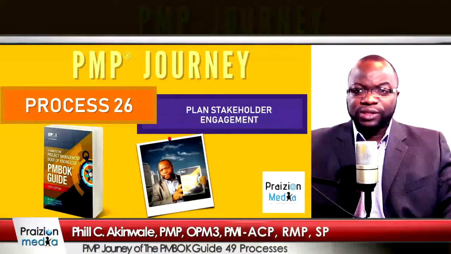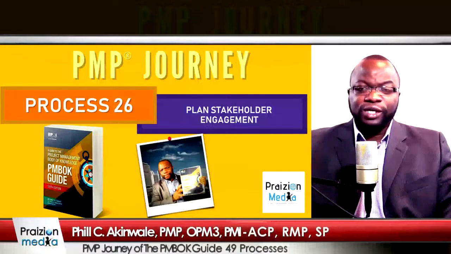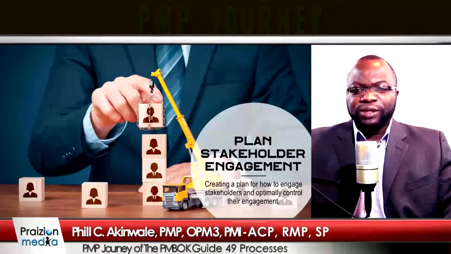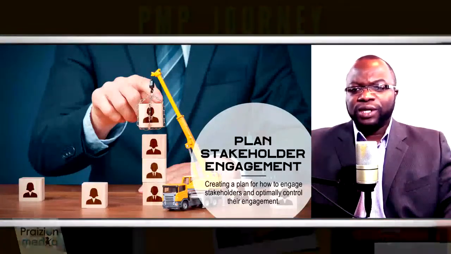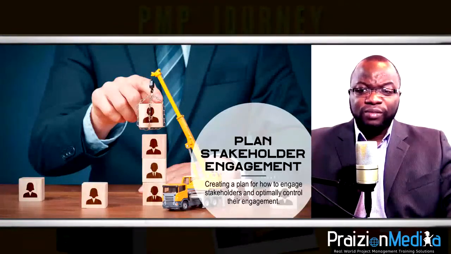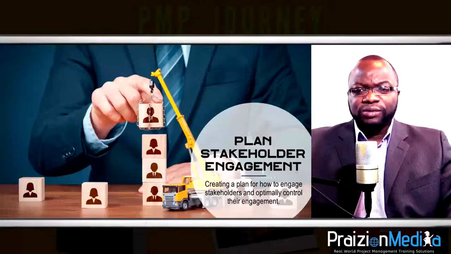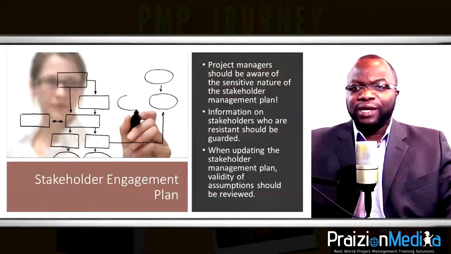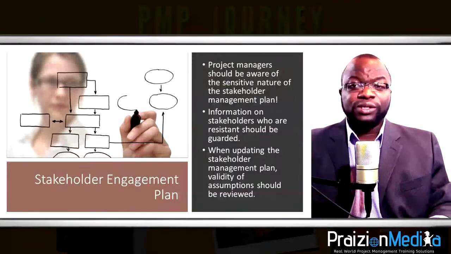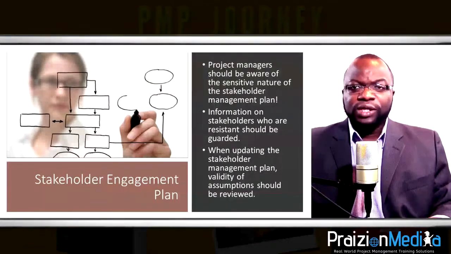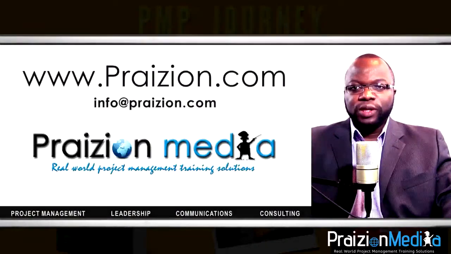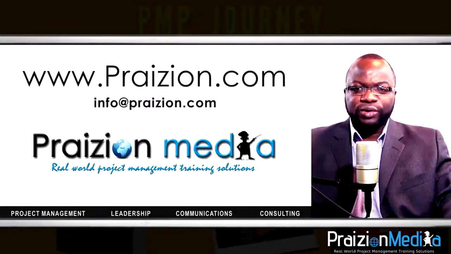Process 26, still in planning, plan stakeholder engagement, and it's the final one in planning. In plan stakeholder engagement, this is where you plan how to keep your stakeholders engaged, who you've already identified. You may decide to have certain meetings or certain face-to-face engagements with these stakeholders. In plan stakeholder engagement, you develop a stakeholder engagement plan to engage your stakeholders in a proactive and meaningful fashion. This is where you also use the stakeholder engagement assessment matrix. Let's move on to our next process group here, the executing process group.